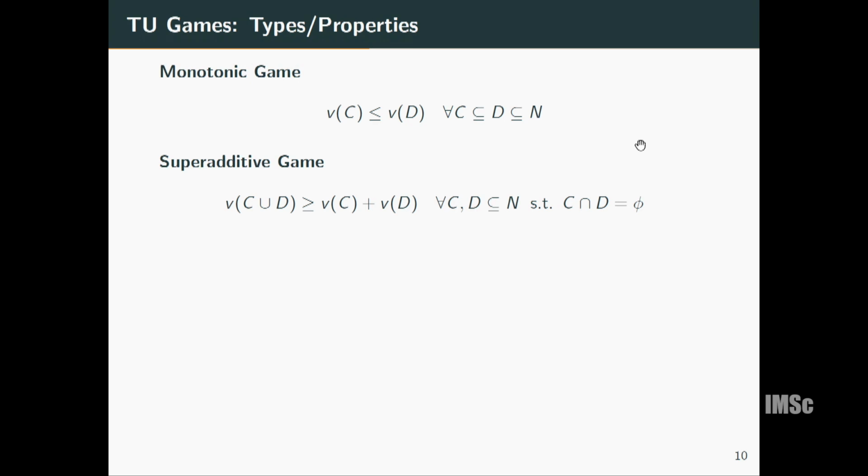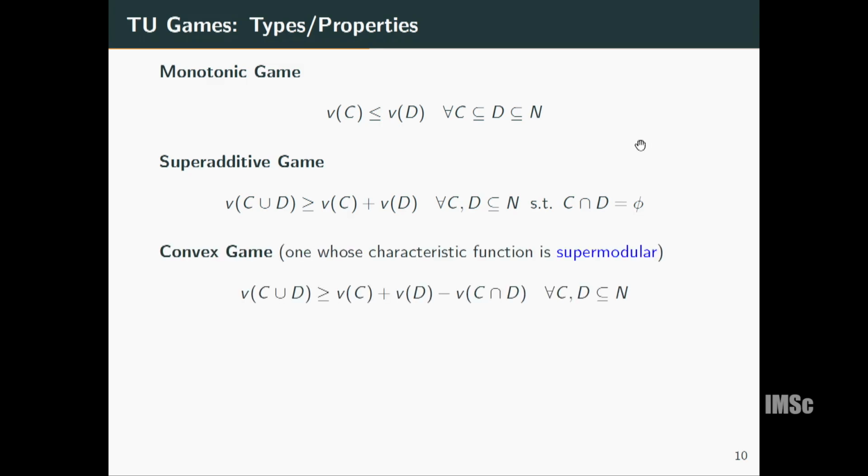If C and D would have worked independently, then the total worth they are getting should be less than or equal to what they would get if they worked together. So it is incentivizing people to come together, for any C, D which are disjoint sets. This is important. The convex set, basically it says, this is also the definition of supermodularity. It says that V(C union D) is greater than or equal to V(C) plus V(D) minus V(C intersection D).